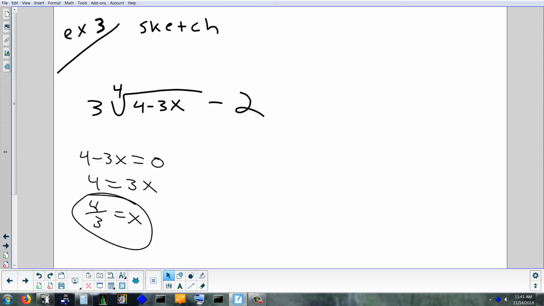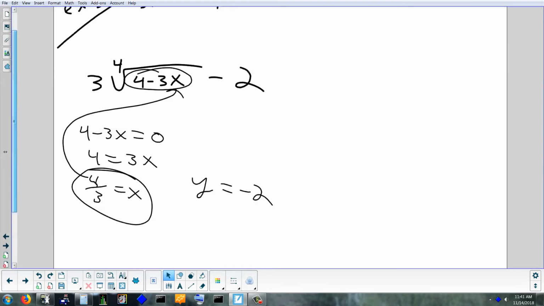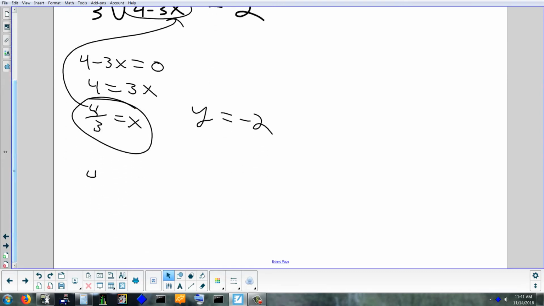All right. Now, plug that back in. That's 0. 4th root of 0 is 0. 0 times 3 is 0. 0 minus 2 is -2. There's your start point. 4/3, -2. Any question on the start point?